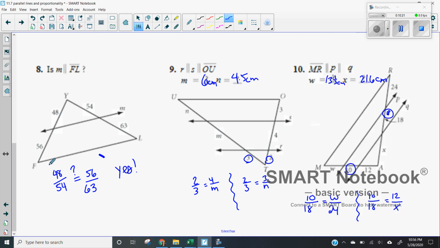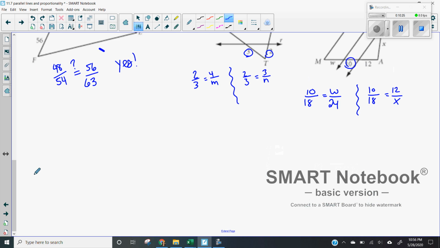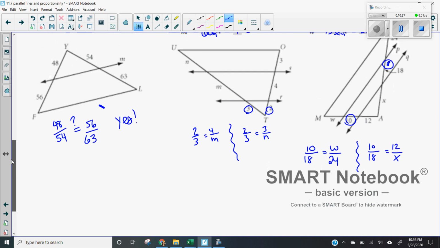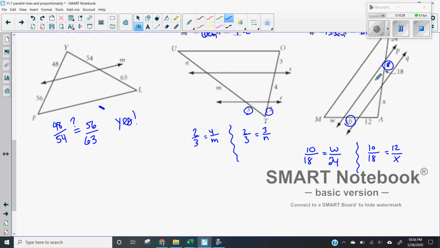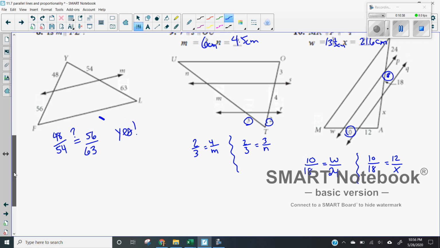Okay, same thing here in 10. The number's just a little larger. You could see my work here. Let me get that out of that little watermark. Okay, so I used 10 and 18 as my one initial constant ratio all the way throughout, and then find W and X, and there are your answers again.